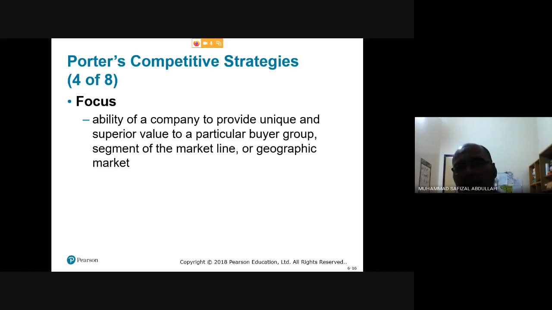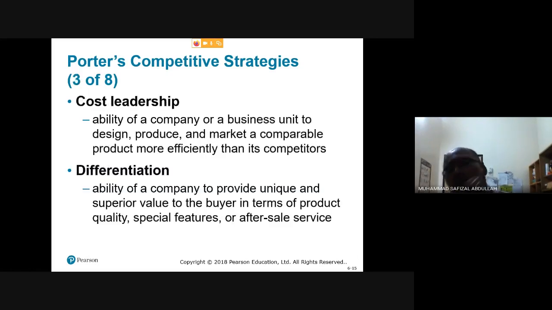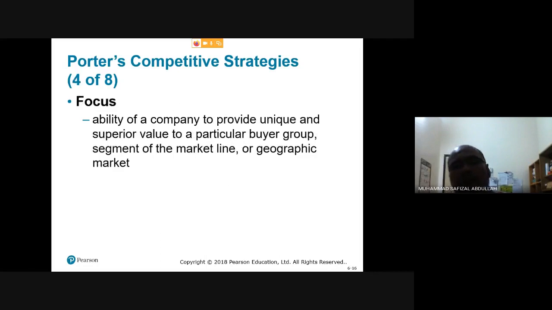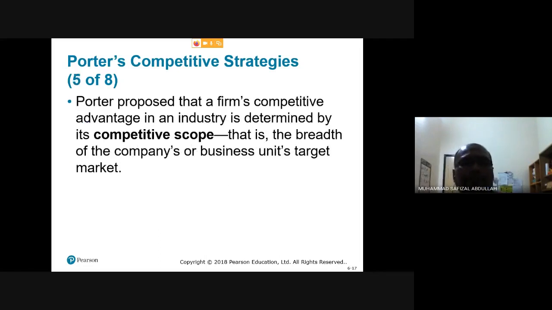You see or not? Rather than fishing at a big pond where you risk getting nothing, it is better to use your resources, your energy, your time to fish in a place where it is assured to get some return. So this is what focus strategy is all about. So class, when I ask you what are Porter's generic competitive strategies, you must answer cost leadership, differentiation, and focus strategy. Okay?